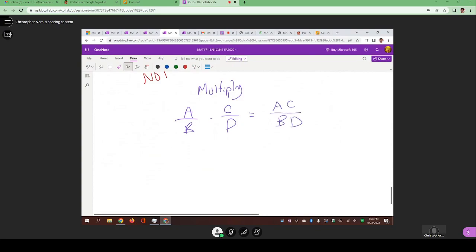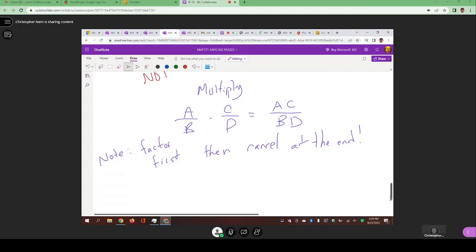There is one small thing I want to note with rational expressions, though. So note: factor first, then cancel at the end. That's my little warning. Factor first, then cancel at the end for rational multiplication.